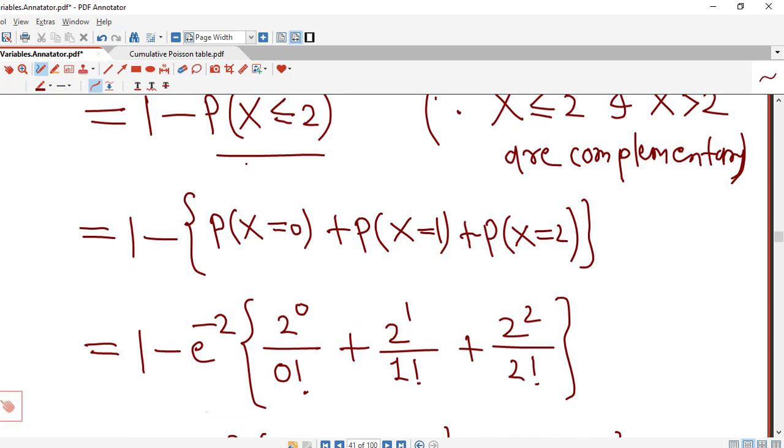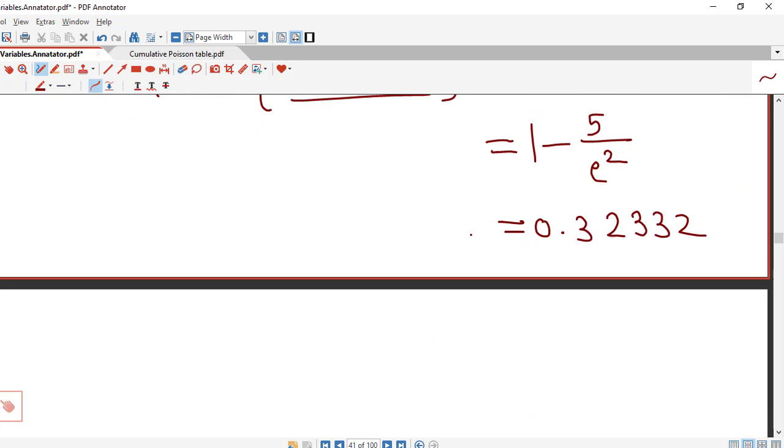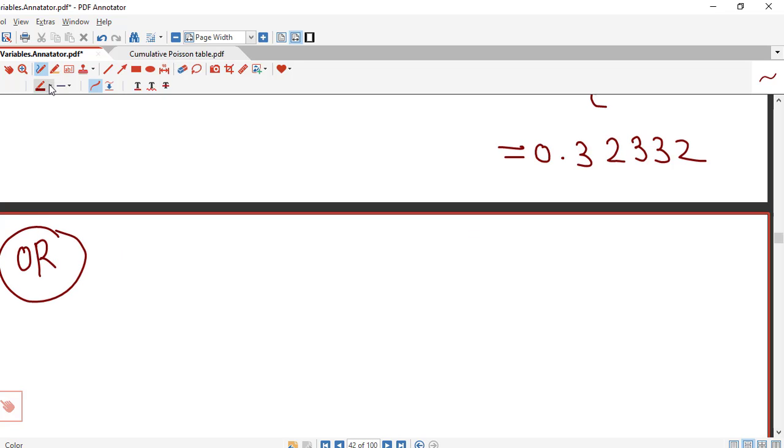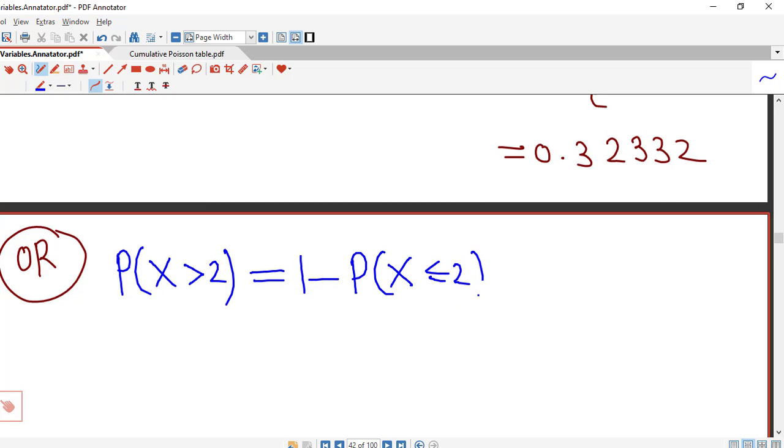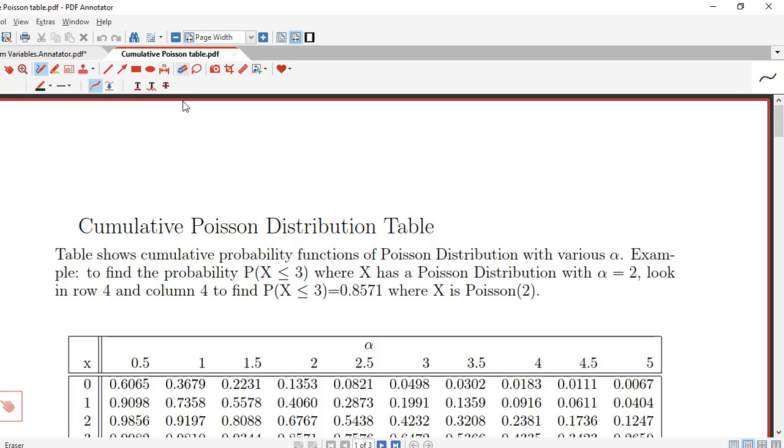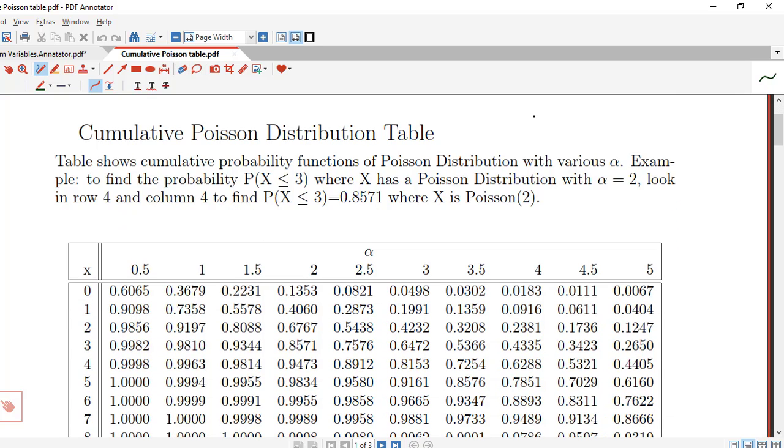Now if we are not going to use a scientific calculator, or if we are not interested in doing these calculations, as usual we can use the cumulative probability table for the Poisson distribution. So we can do this directly using the cumulative Poisson probability table. For that we will consider lambda equal to 2 and small x equal to 2. We are interested in the probability that capital X is less than or equal to 2, and lambda for this problem is 2.